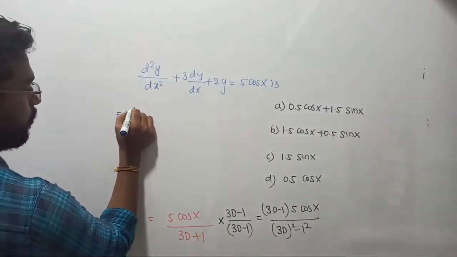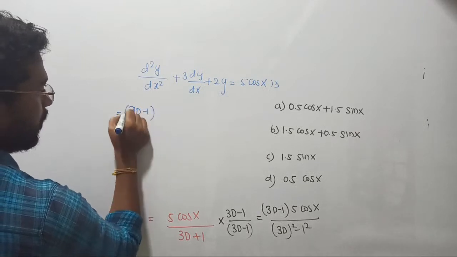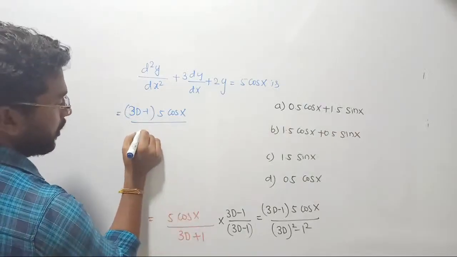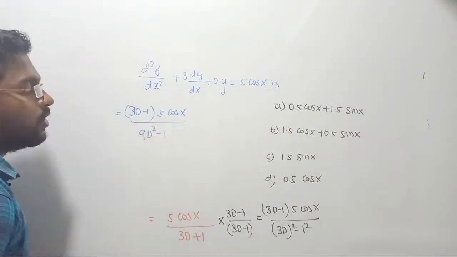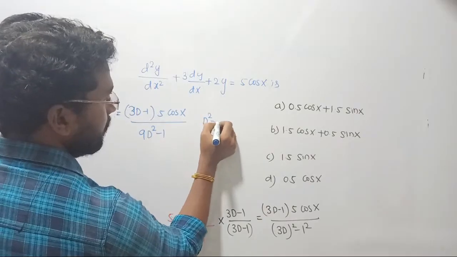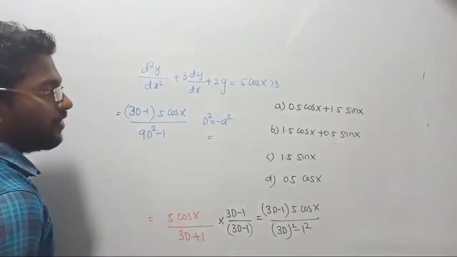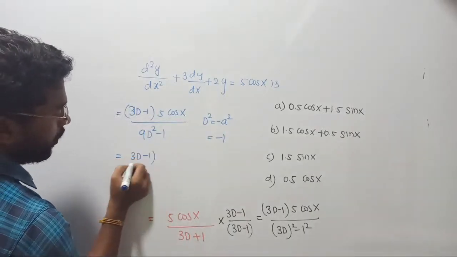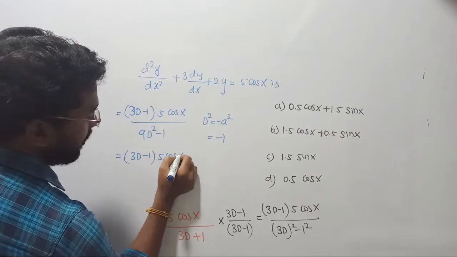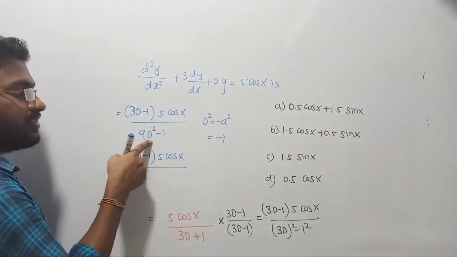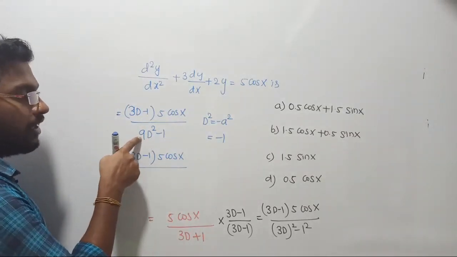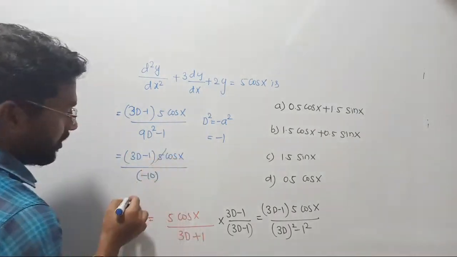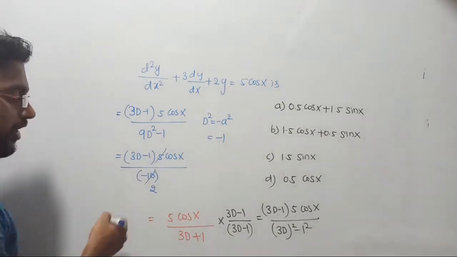So in the numerator I got 3d minus 1 into 5 into cos x, whereas in the denominator we are going to get 9 times of d square minus 1. Now we can substitute. We know d square can be replaced by minus a square. Since the value of a is 1, that is minus 1. If I replace, it becomes 3 times of d minus 1 into 5 into cos x, whereas in the denominator, replacing d square by minus 1, it becomes minus 9. Minus 9 minus 1 becomes minus 10. So I got the answer. Now if I reduce, the 5 and 10 reduce to 2, so minus 1 by 2.